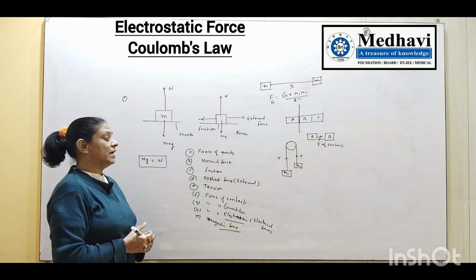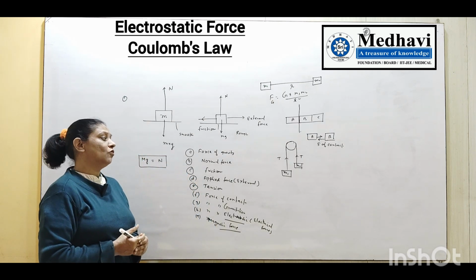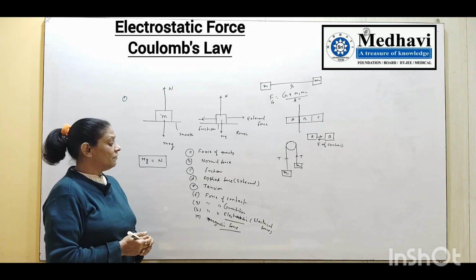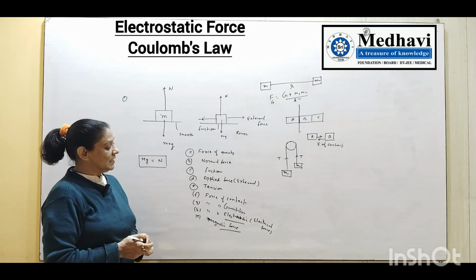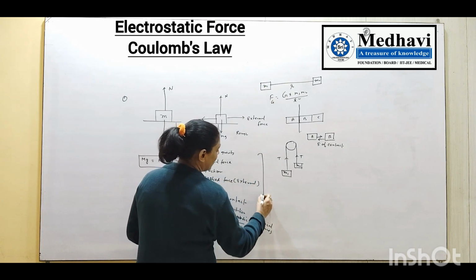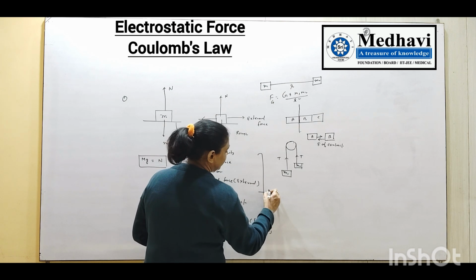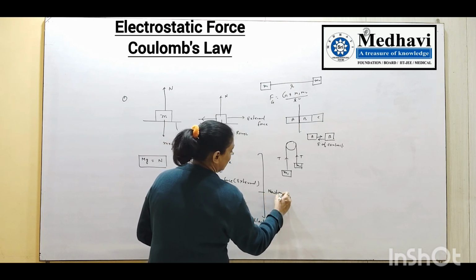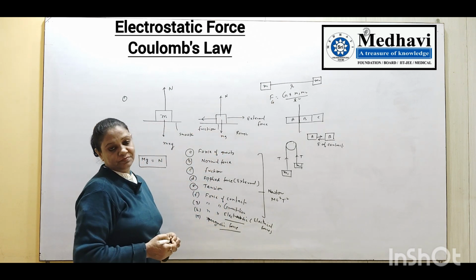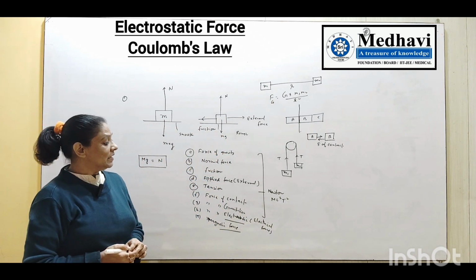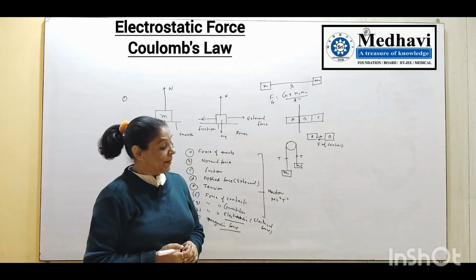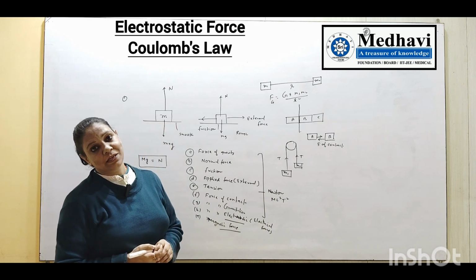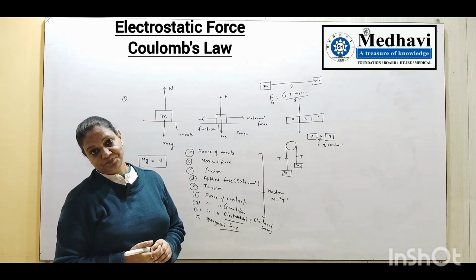Whether you are going to take normal force or friction force or force of gravity or force due to tension, all will have a common unit, that is Newton, and all will have a common dimension, that is MLT^-2. Doesn't matter what other factors we are taking, but their unit and dimension always remain same.